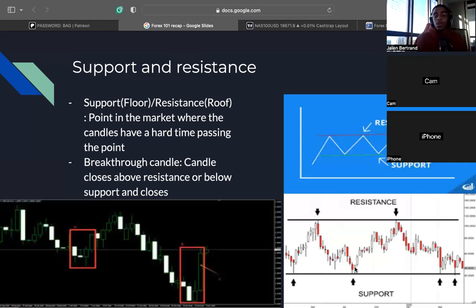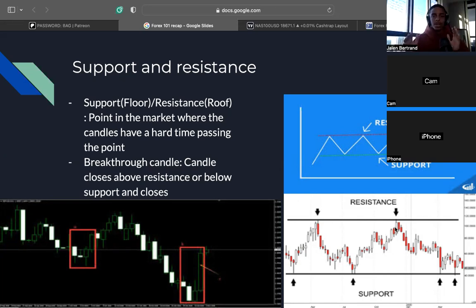So support, we bounce off of. We buy. We want to buy because we're expecting price to come there and support price, to hold it up. We don't want to see it go below it. We want to see it hold up. As you see right here, price is supporting. And then at the top, we see resistance, which is the roof, which is sending price down. It's rejecting price. We're throwing the ball up, it is sending it back down. So we understand that the roof is resistance and the floor is support.